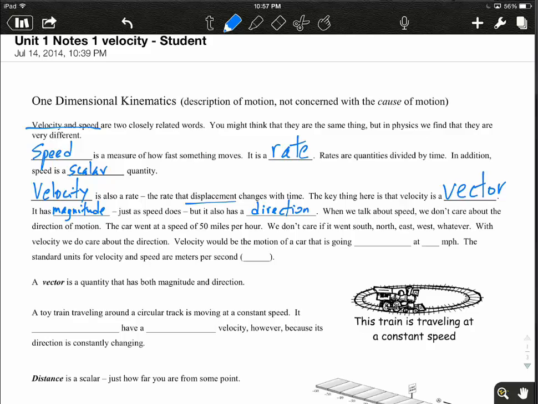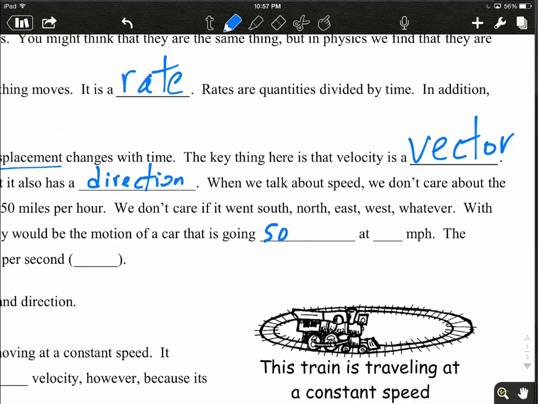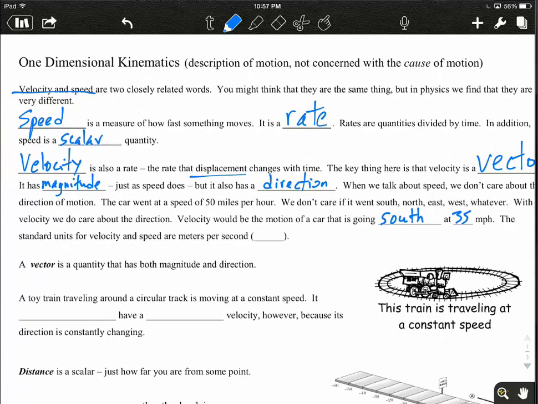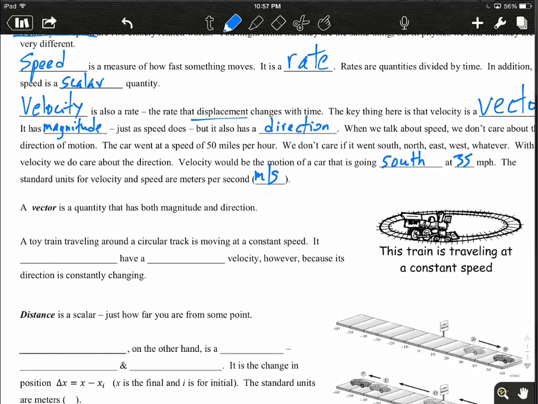For the notes, I picked south at 35. So if I tell you to go south at 35 miles per hour, then you have that direction. You can't just go wherever you want to. You have to specifically go south. And our standard units are going to be in meters per second. So it says, right, vector is magnitude and direction. The number 35 is the magnitude, and the south gives you the direction.